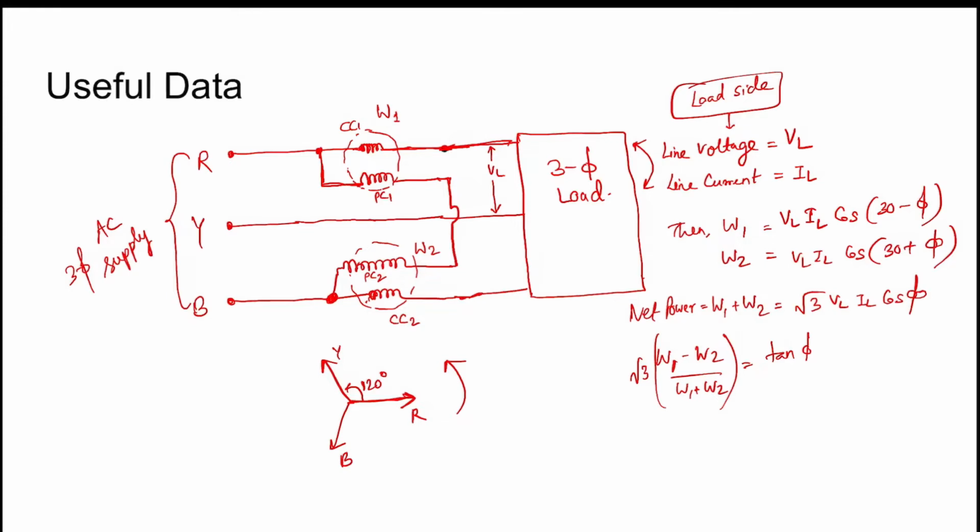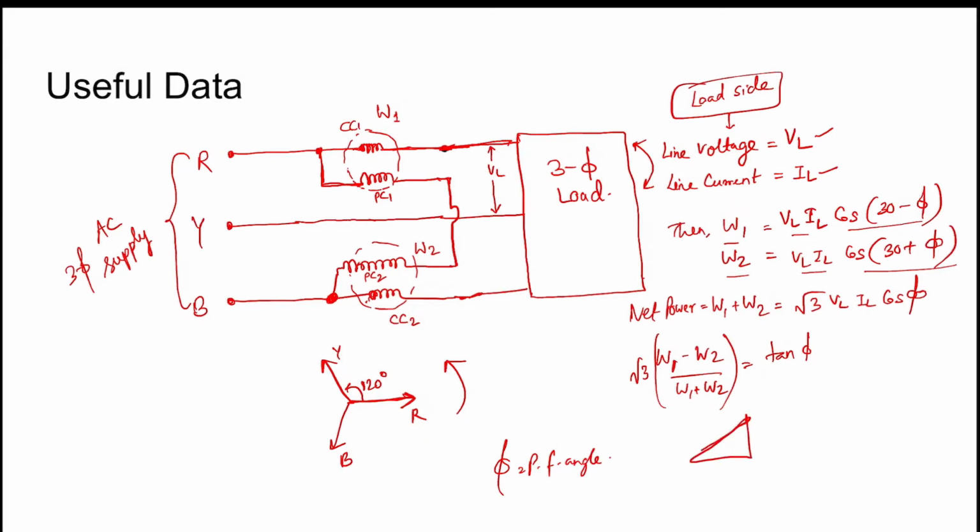If the load line voltage is VL and the load side line current is IL, then the wattmeters will read like this. W1 reading will be VL IL cos(30 minus phi). Wattmeter 2 reading will be VL IL cos(30 plus phi), where phi is the power factor angle.